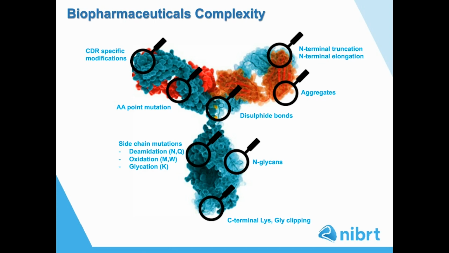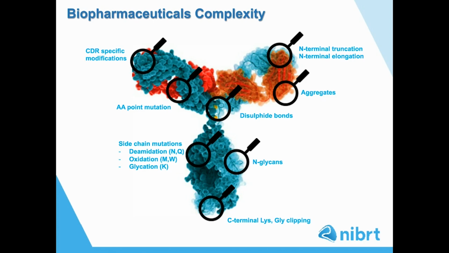Another example is N-terminal truncation or elongation, C-terminal lysine clipping or glycine clipping, proline amidation, formation of aggregates or the correct assembly of disulfide bonds, as well as some amino acid side chain modifications, like deamidation, oxidation, glycation, or the N-glycans present on the Fc region.